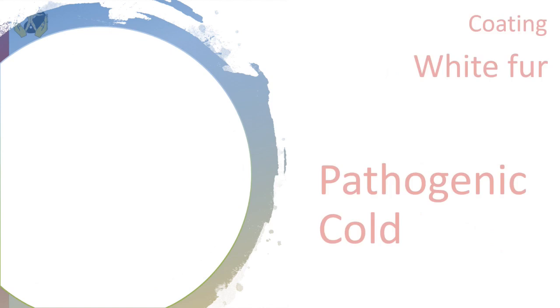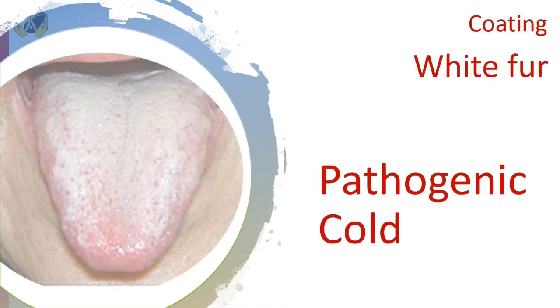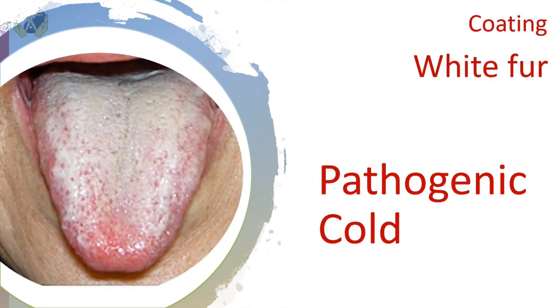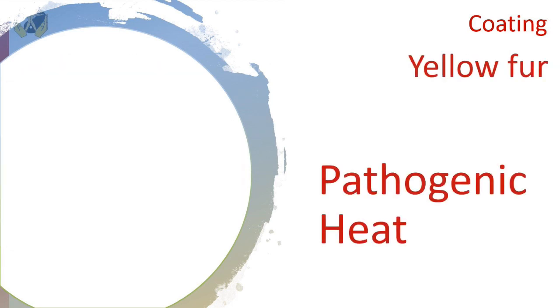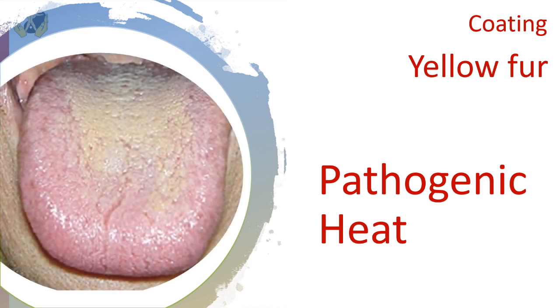Next, we look at the coatings or the fur of the tongue. When we see a fairly thick white coating, as in this particular tongue, this indicates a potential invasion of pathogenic cold, such as a bacterial infection. On the other hand, we may see a yellow coating on the tongue, which indicates pathogenic heat. The absence of coating on a red tongue may indicate a yin deficiency.